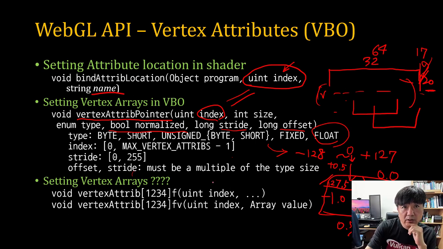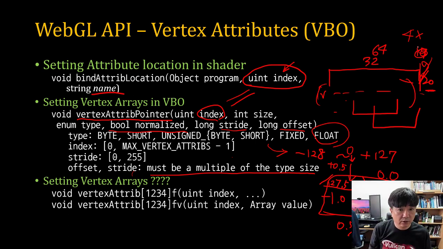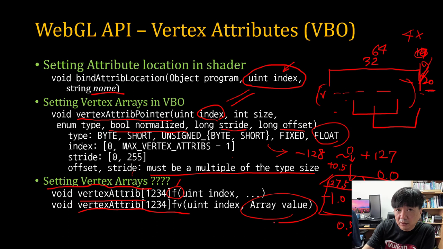Okay, it must be a multiple of the type size. In case of floating point, it is a multiple of 4, because 32-bit floating point is 4 bytes. And there is something else we need to check. There is another function setting, but we already learned it on the previous page. There are some vertex attribute functions, and it is floating point, so we can understand that. If we want to send the vertex attribute with this array value, then it is possible.